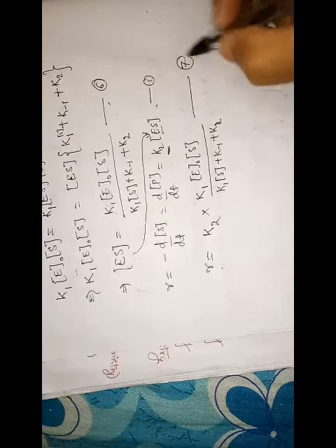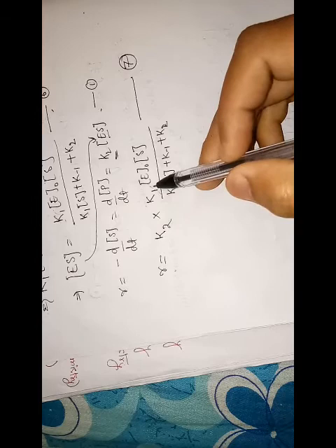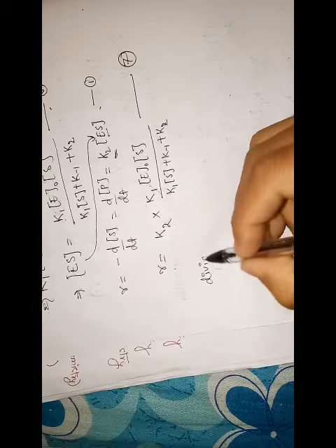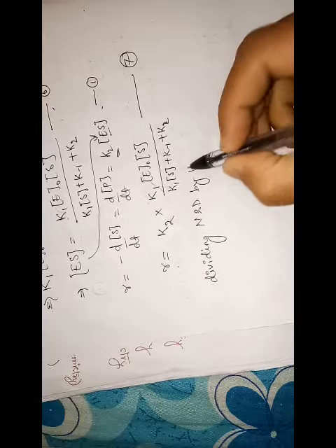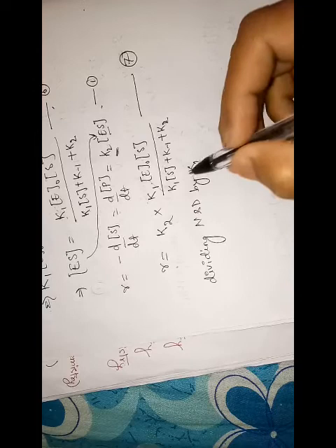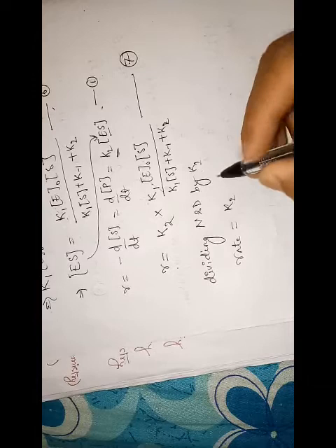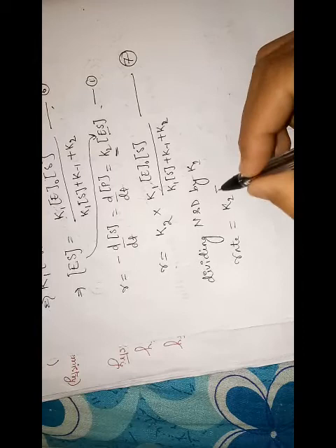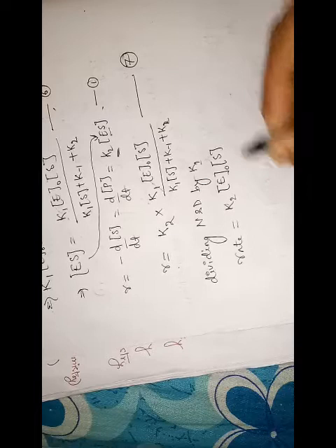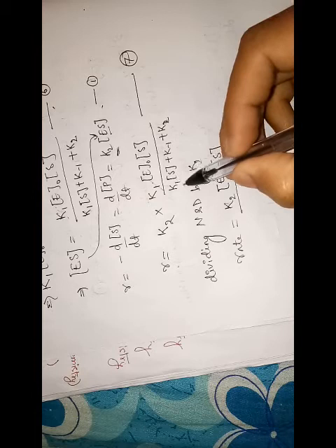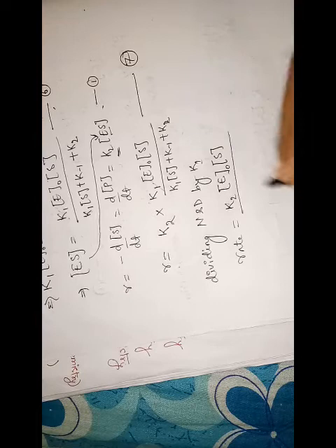Now what we are going to do is divide the numerator and the denominator by k1. So this is numerator and this is denominator, so this will be divided by k1. What we are going to get, rate is equal to k2 will be as it is, and in the numerator divided by k1, here it will be 1 only, so it is k2 concentration of E0 and then the substrate. In the denominator, if we divide by k1, only concentration of S will be left.